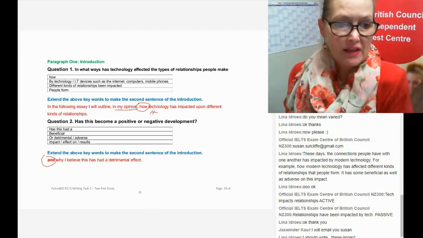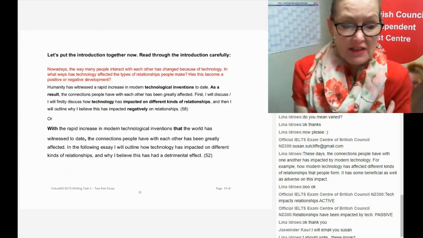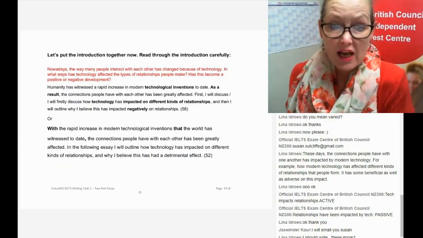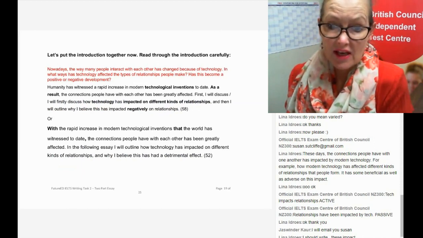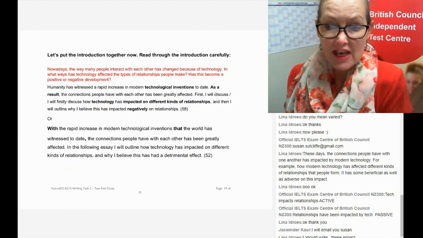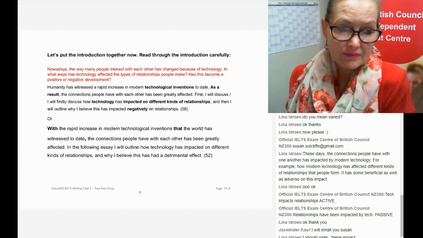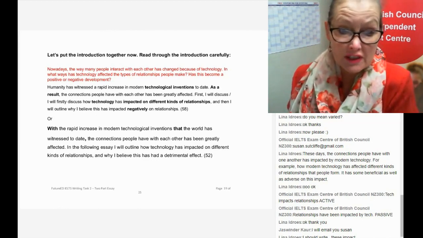And now let's have a look at how we've extended our paragraph 1 into a nice sentence. In the following essay, I will outline, in my opinion, and there's that little word again, how technology, and that's how it, isn't it? How it has impacted upon different kinds of relationships. In the following essay, I will outline, in my opinion, how technology has impacted on different kinds of relationships.